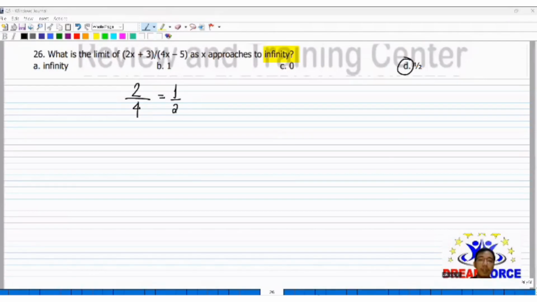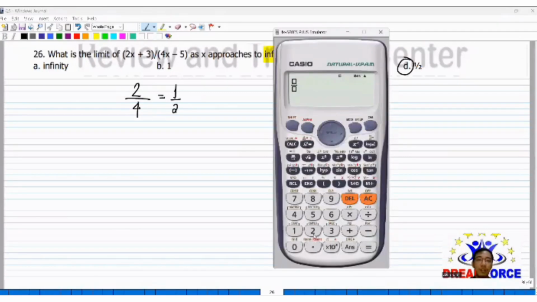Kung ayaw mo naman, gamitan mo siya ng calculator. Diba yung tinuro sa inyo? Input mo lang yung 2x plus 3 over 4x minus 5. Then, i-calc mo siya since infinity, 1 times 10 raised to 6. Ay, 0.5. Pag kinakalk mo siya ng mas maraming 0, let's say times 10 raised to 9, mas lumalapit siya doon sa sagot. Yan, papalapit siya.